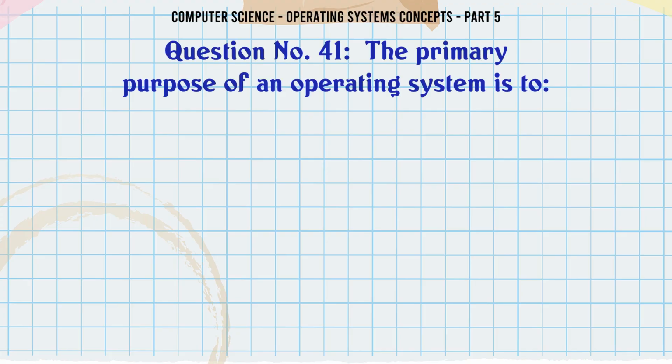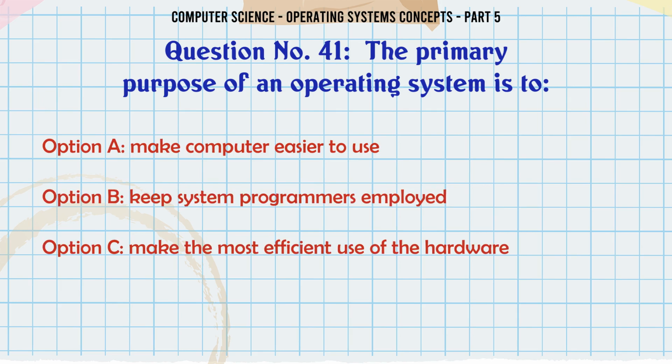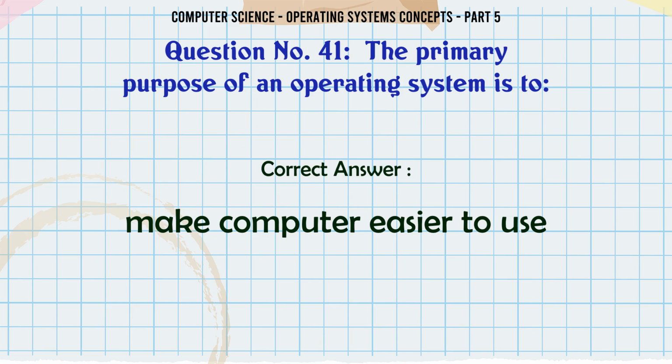The primary purpose of an operating system is to A. Make computer easier to use. B. Keep system programmers employed. C. Make the most efficient use of the hardware. D. Allow people to use the computers. The correct answer is make computer easier to use.